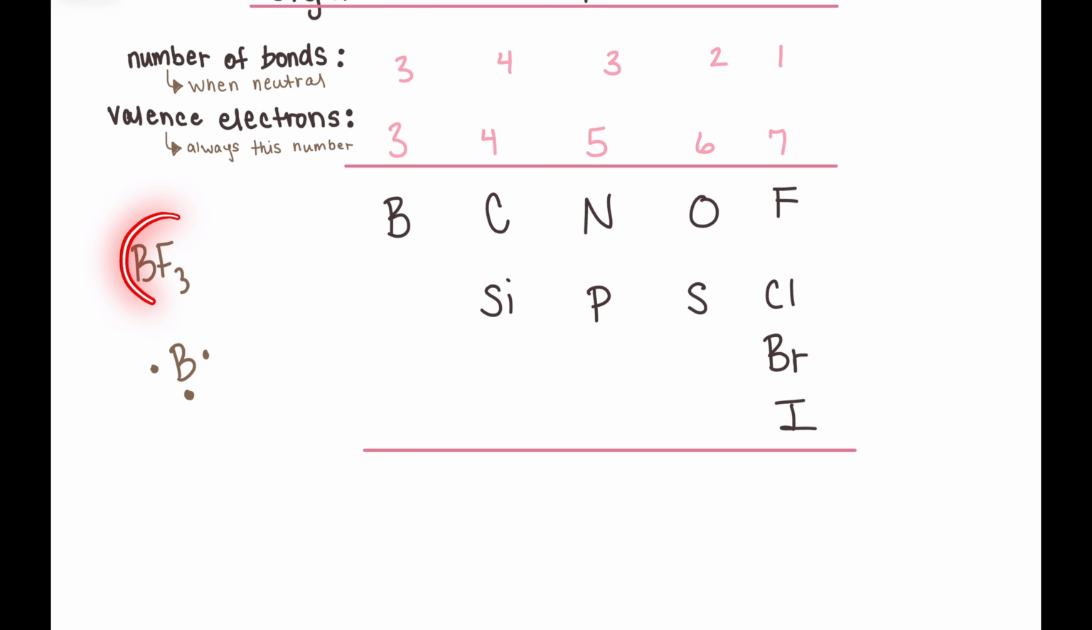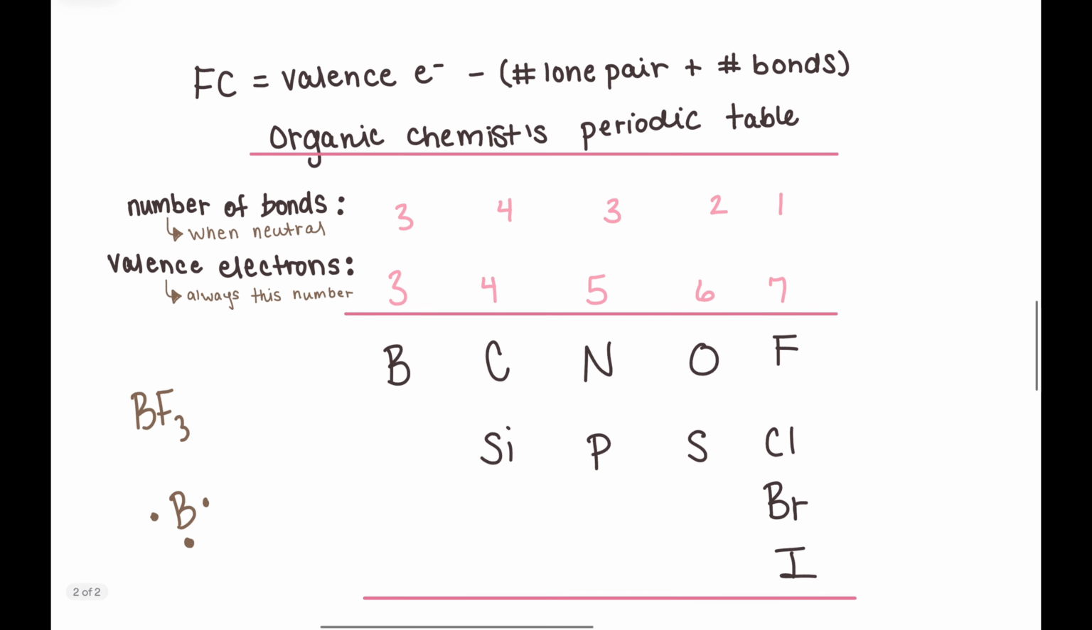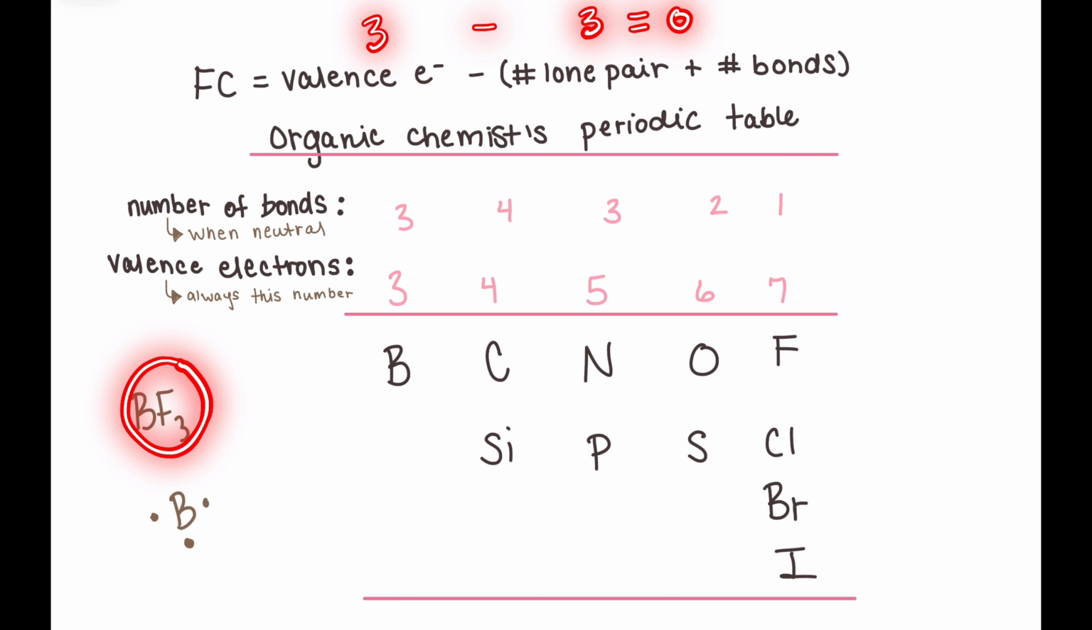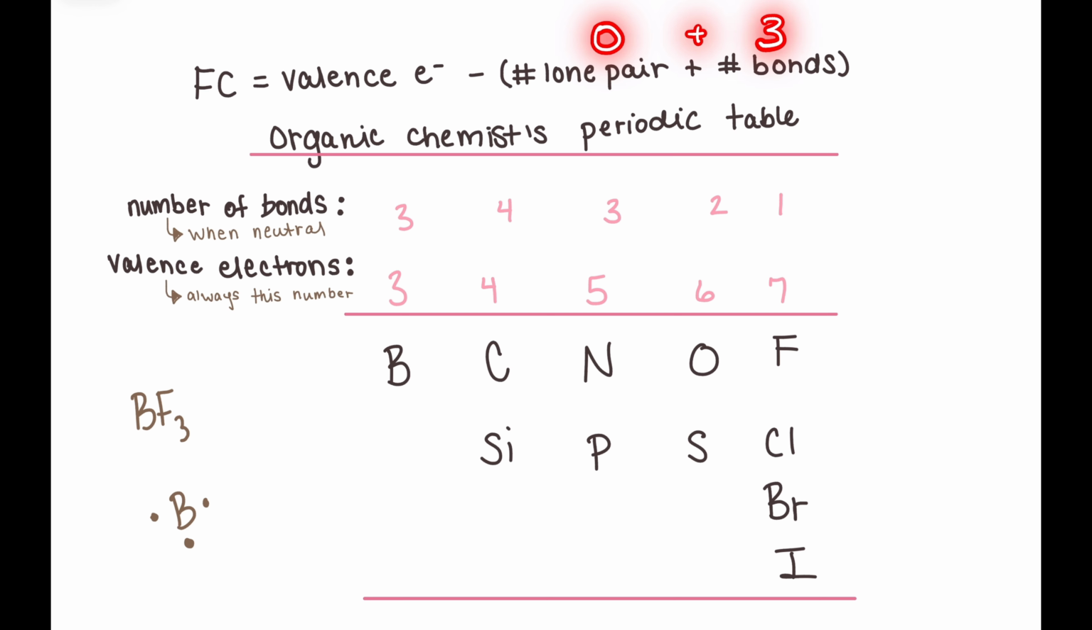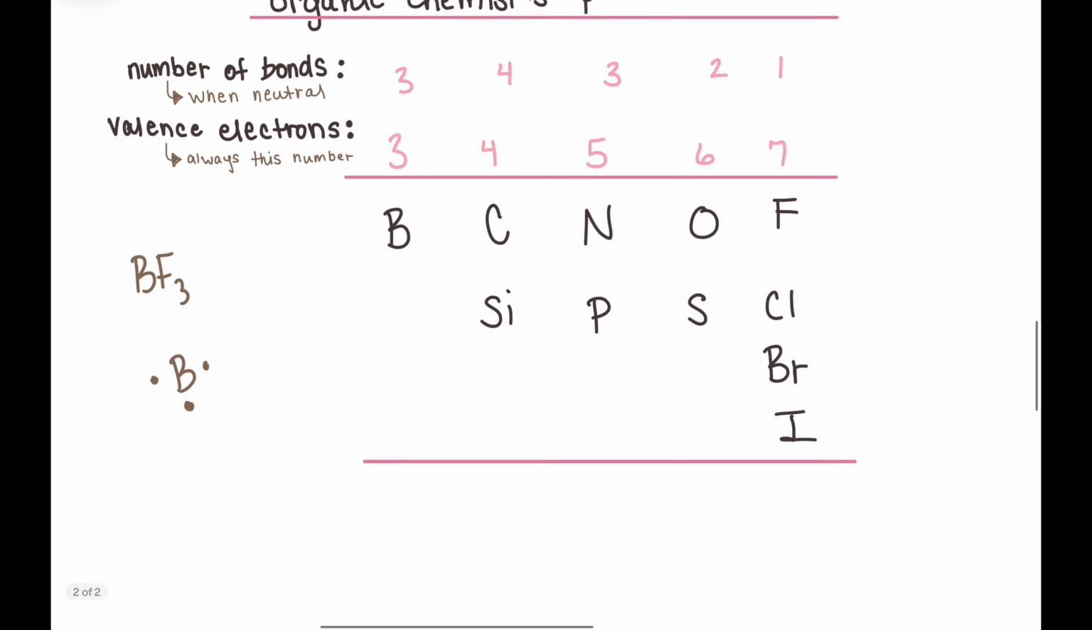Now, my structure given has no overall formal charge, so I need this up here to equal 3 because I will need 3 minus 3 to get 0 for this overall 0 charge. So if I have 0 lone pairs plus 3 bonds, I will get 3. So BF3 will look like this.